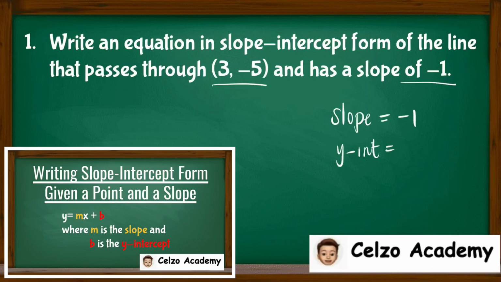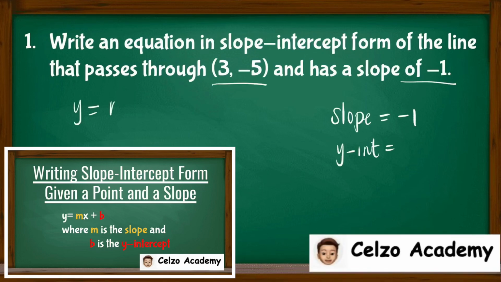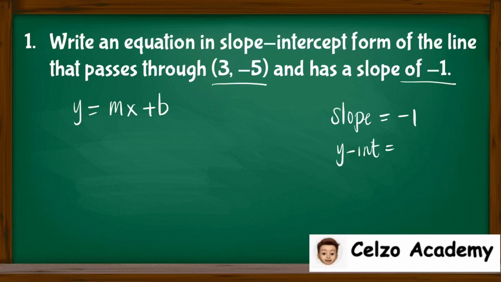So the first thing that we need to do is identify the y-intercept using the slope-intercept form y = mx + b. And the y-intercept here is the b value. The given point (3, -5) is the value of x and y, and the slope -1 is the value for m.